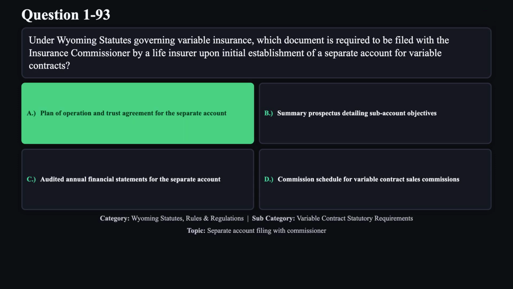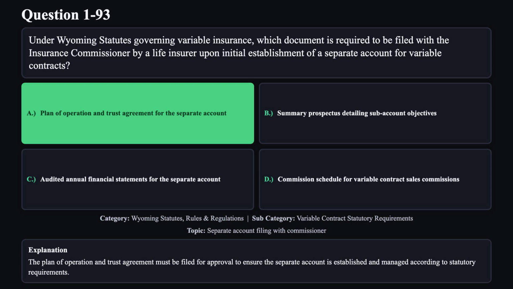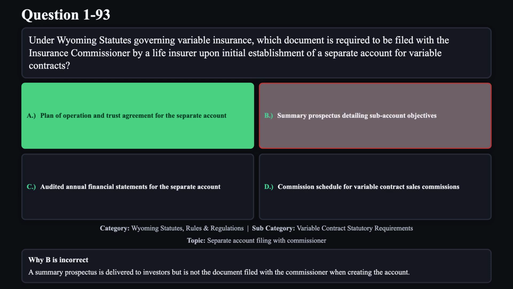The correct answer is A. The plan of operation and trust agreement must be filed for approval to ensure the separate account is established and managed according to statutory requirements. Reason B is not correct. A summary prospectus is delivered to investors but is not the document filed with the commissioner when creating the account.